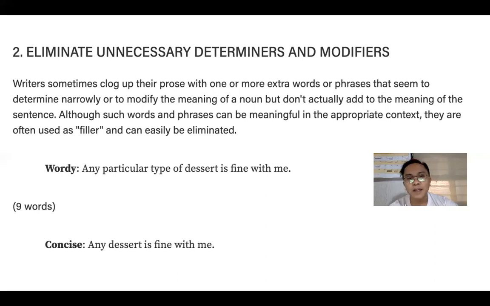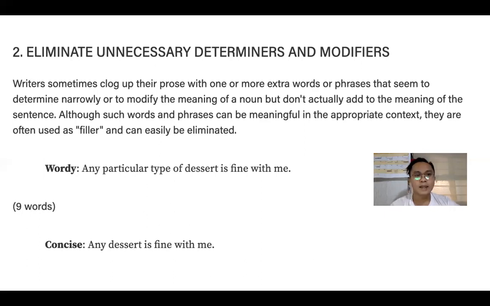Any food is fine with me. Any drinks. You don't say any particular type of drink because "any" by itself already expresses any o kahit ano na. You can just say "any" because hindi nagangahulugan na siya na ito'y uri. When you say "any," you're talking about a type or kind, kung anong klase siya, or what class. So it is not necessary to write "particular type."